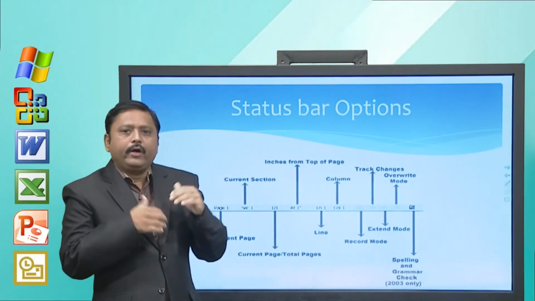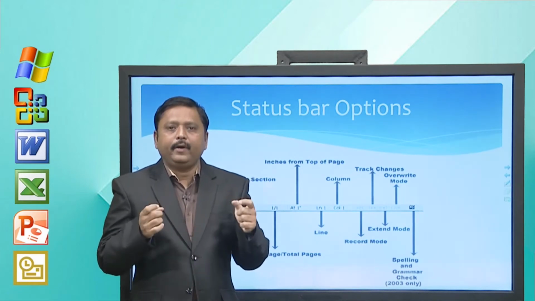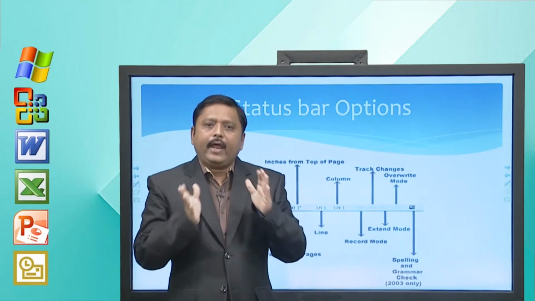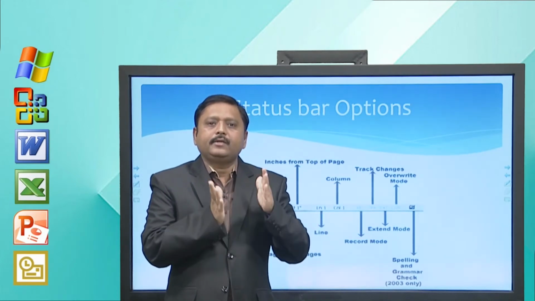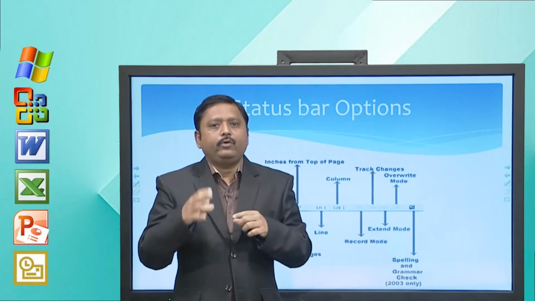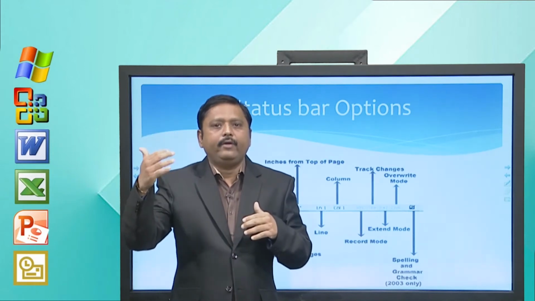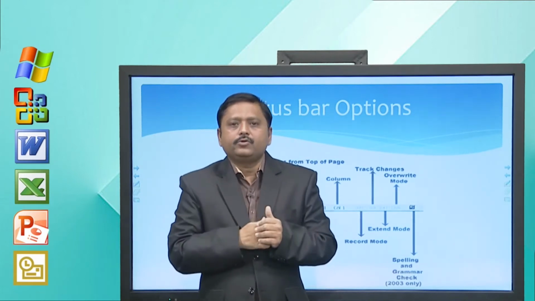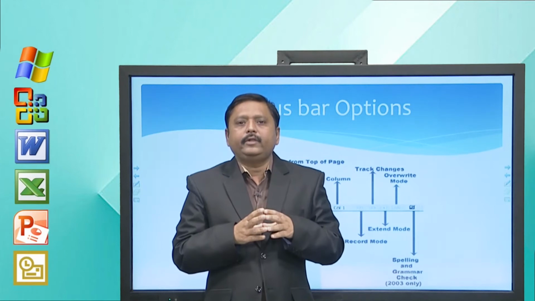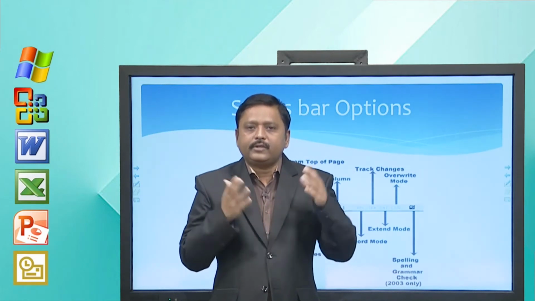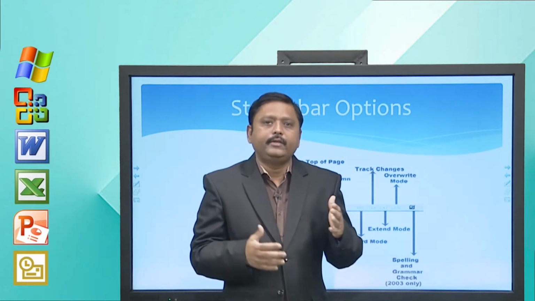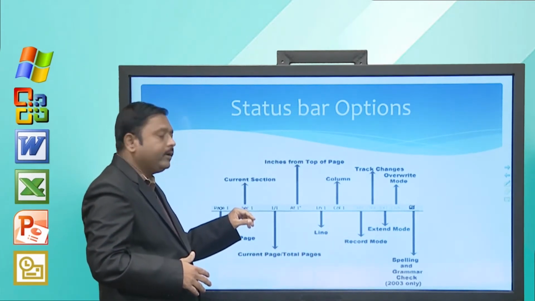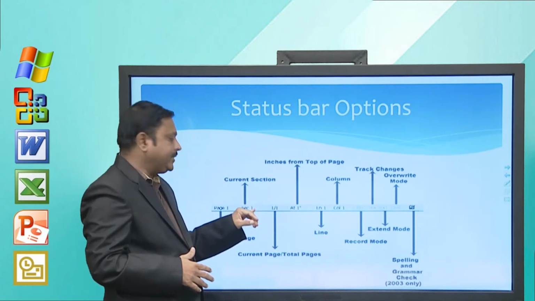Now, in our document there may be sections. For example, a book has different chapters, and every chapter can be considered as a section. Why? Because we want to apply a different header and footer in each chapter, and that is only possible with the help of sections. So, suppose there are sections in your document, this second thing shows which section you are working with. So, it displays the current section, right.